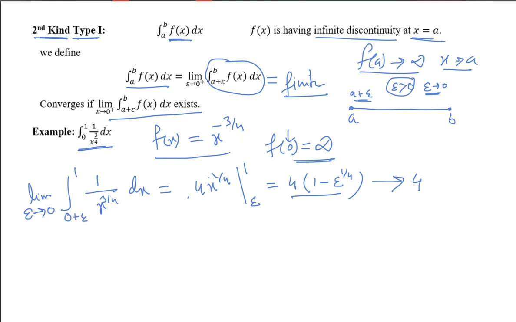So the limit exists. As this limit exists, we can say the integration value of 0 to 1 x to the power minus 3 by 4, I am writing simply like this, is equal to 4.